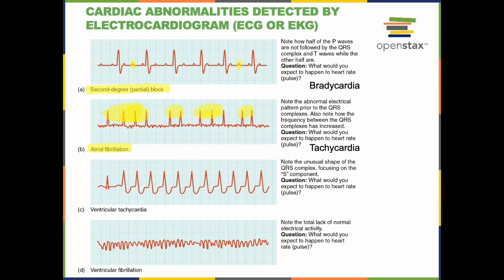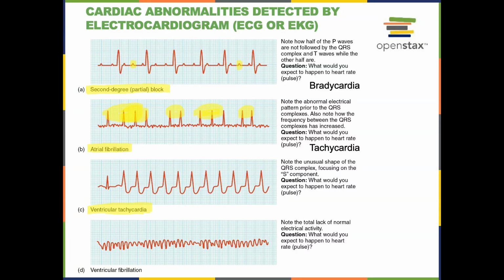Tachycardia refers to an abnormally elevated heart rate. A resting heart rate above 100 beats per minute is defined as tachycardia. The next example we see here is ventricular tachycardia, commonly abbreviated VTach. This occurs when the action potential is being generated by an abnormal region of the heart, not being generated in the SA node, but instead being generated somewhere in the ventricles.